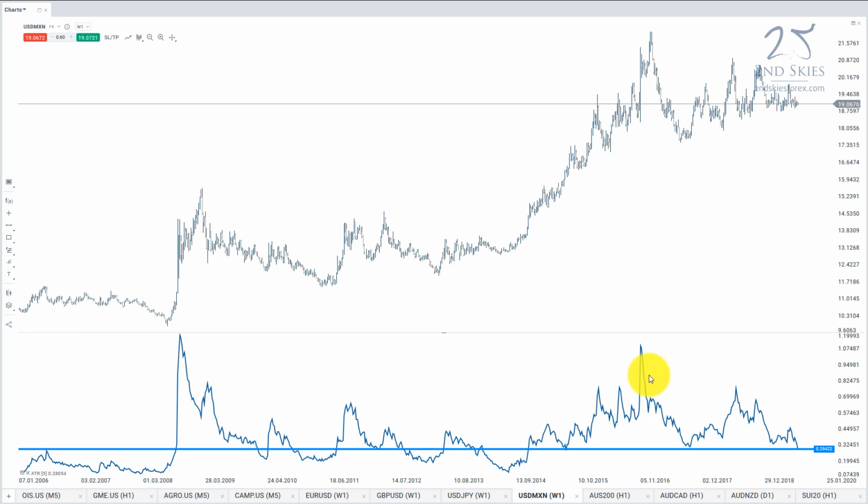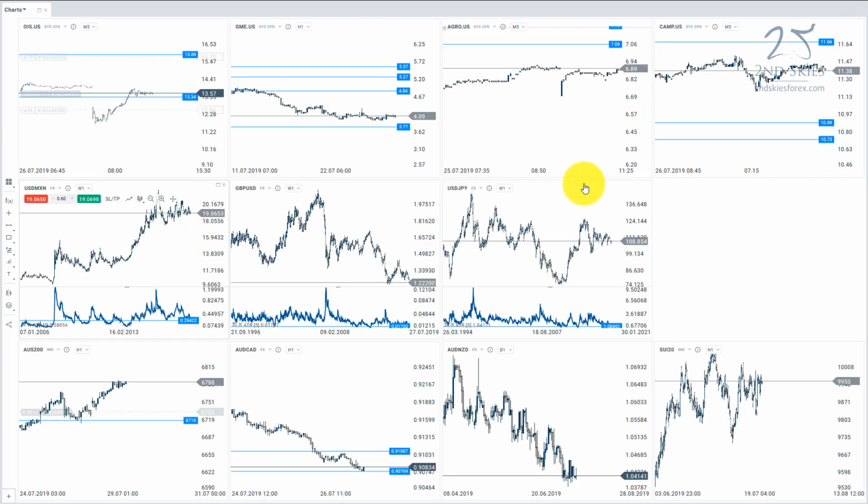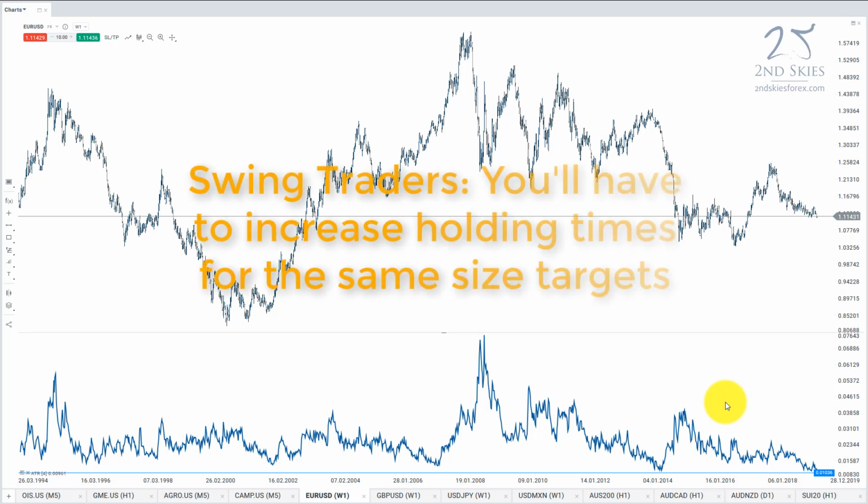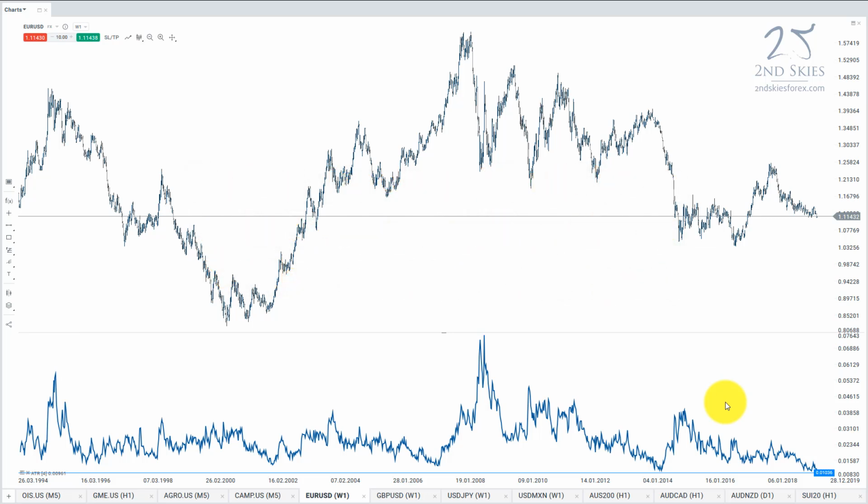Number two, if you're a swing trader, let's go back to the euro dollar for a second here. Let's say you are used to targeting 200 pips. Well, guess what? Because volatility is depressed, you have to hold your trades for longer periods of time now because it takes longer to create the same amount of pip movement. So you're going to have longer holding times as a whole, whether you are a day trader or a swing trader. Just understand you might have to be a little more patient with your trades.